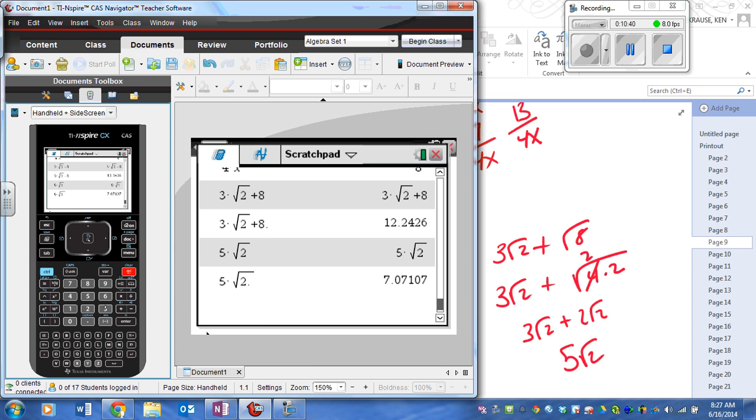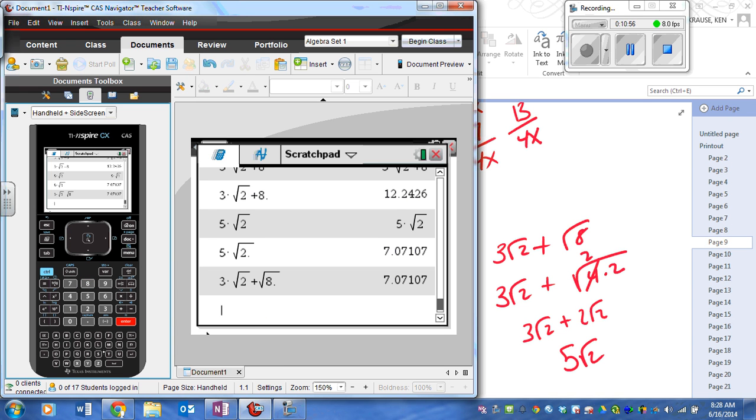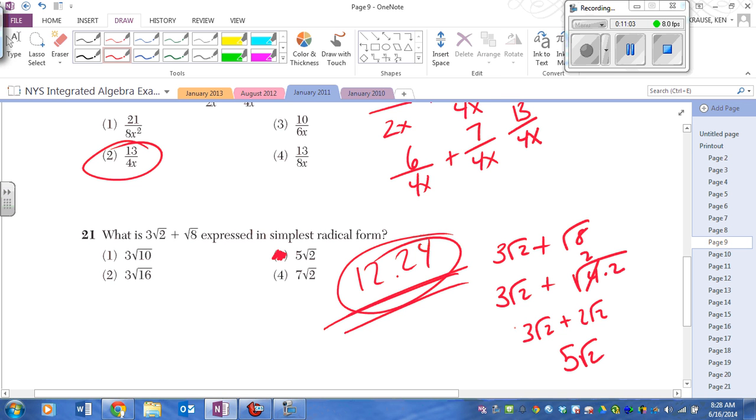Let's try this again. 3 square root of 2 plus square root of 8. Decimal point in there. Just 8. Enter. 12.728. And 5 square root of 2, which is 12.728, and our answer was 12.728. Okay. That was dumb. Don't do that.